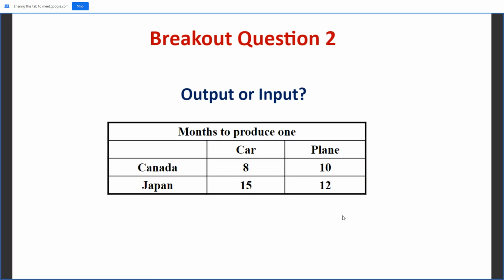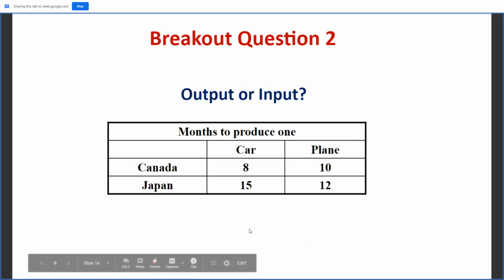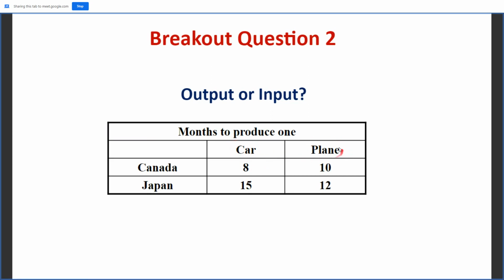How about months to produce one? And by produce one, I'm talking about the months it takes to produce one car and the months it takes to produce one plane. So is this an output question or is this an input question? Boom. Now you guys look like a bunch of gangsters. Like, what up? Yeah. All right, last one.